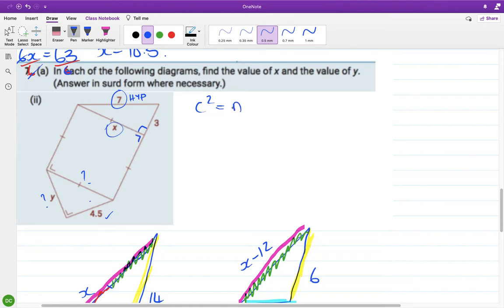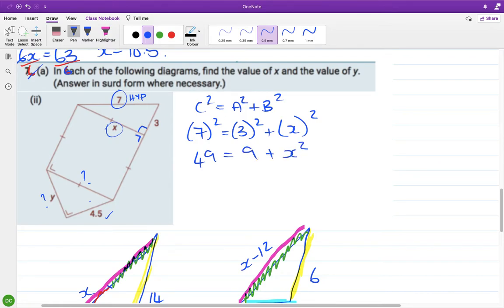So c squared equals a squared plus b squared. 7 squared equals 3 squared plus x squared. So 49 equals 9 plus x squared. And then minus the 9 on both sides to balance. So 40 equals x squared. And then take your square root in both cases.